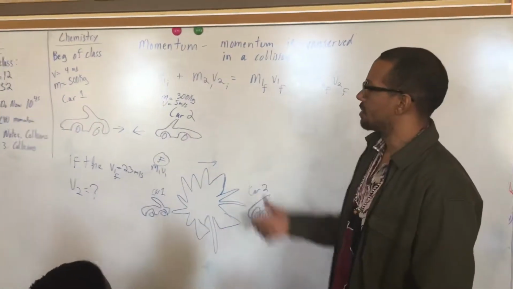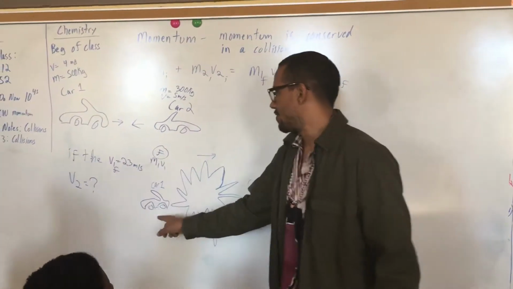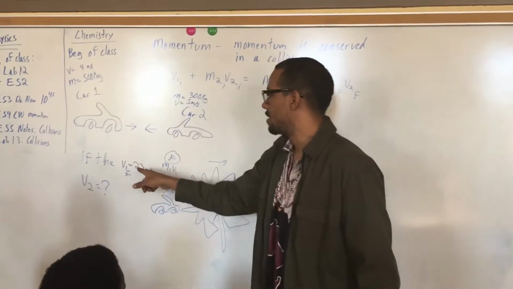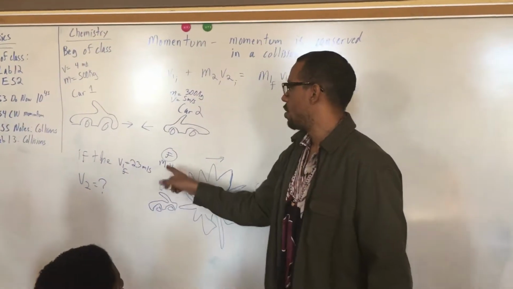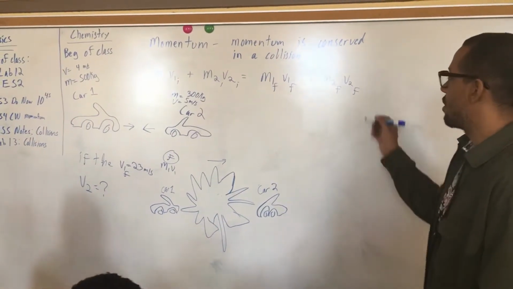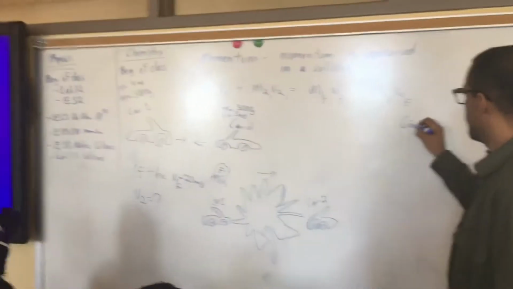All right, so after the collision, if the velocity of this car is now 2.3, so we see it slow from 4 meters per second to 2.3 meters per second, what is the velocity of the second car after the collision? So we'll first start with our givens and our unknowns.